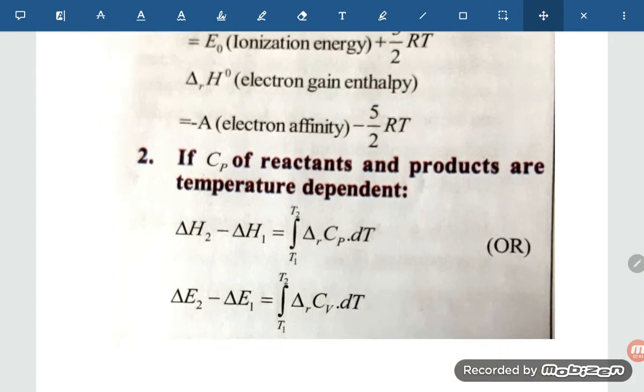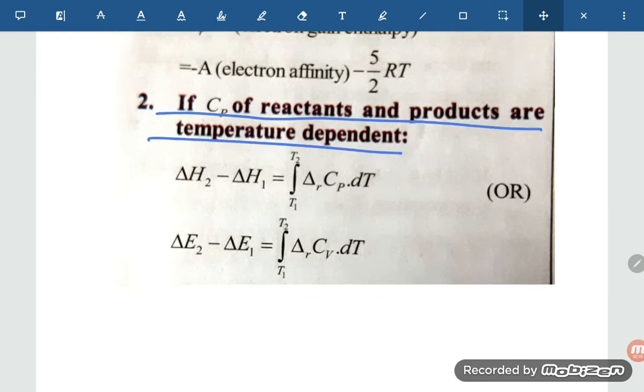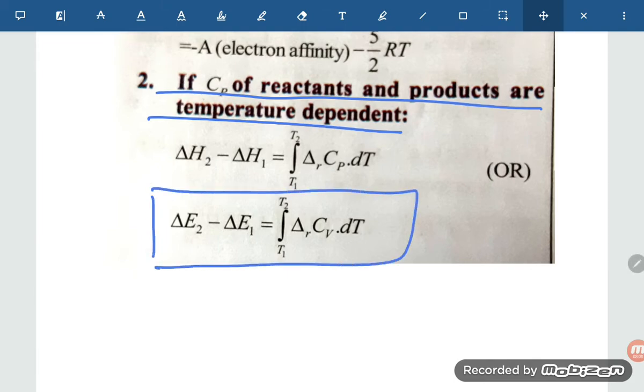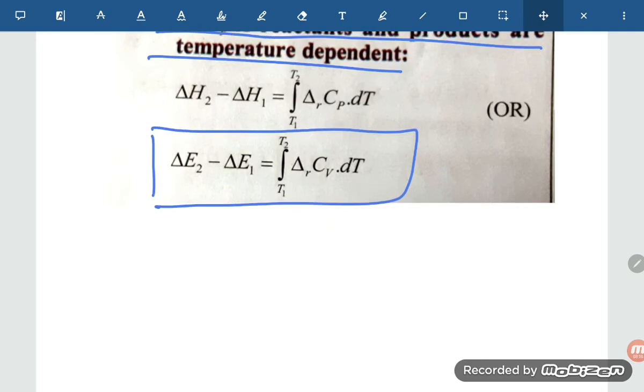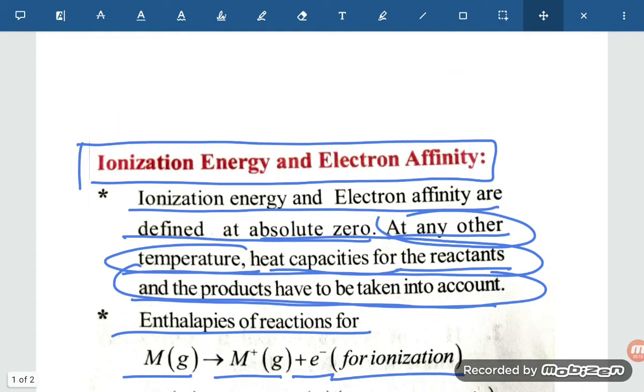In the same way, for the second point, if the Cp of the reactants and products are temperature dependent, we can calculate delta H2 minus delta H1 as the integration from lower limit T1 to upper limit T2 of delta r Cp dT. Similarly, delta E2 minus E1 is the integration from T1 to T2 of delta r Cv dT. So this is how we get the ionization enthalpy and electron affinity.